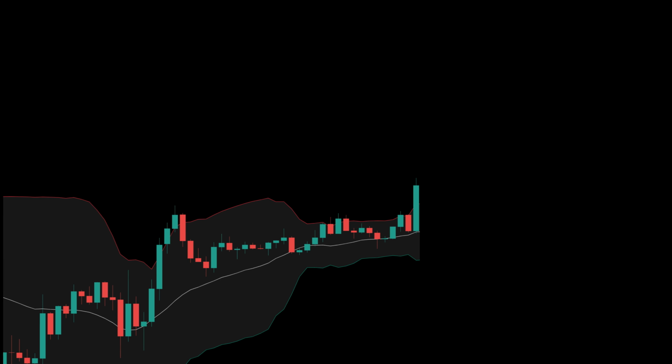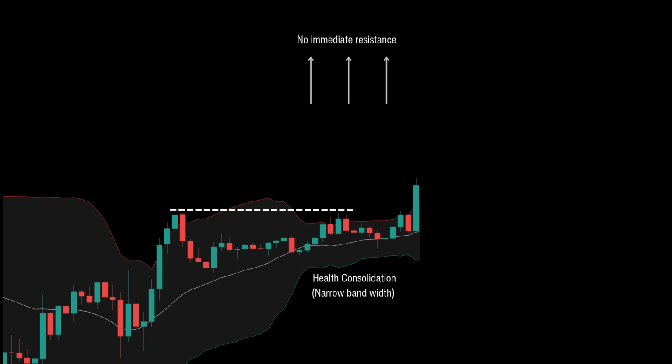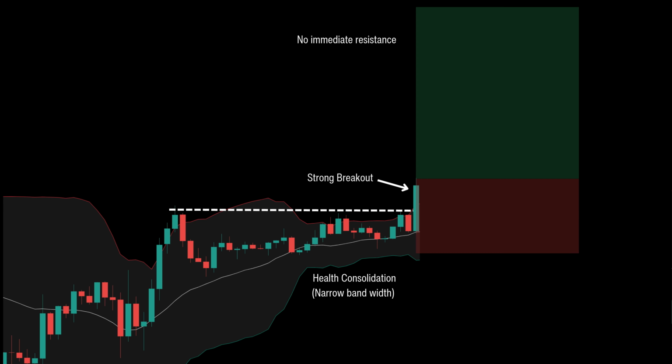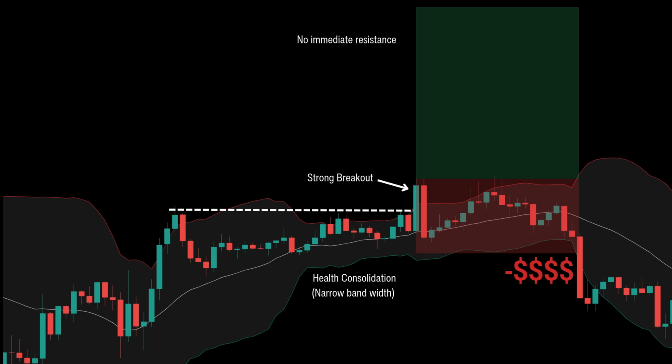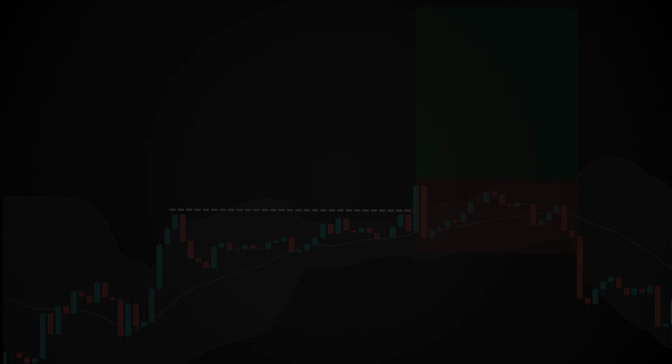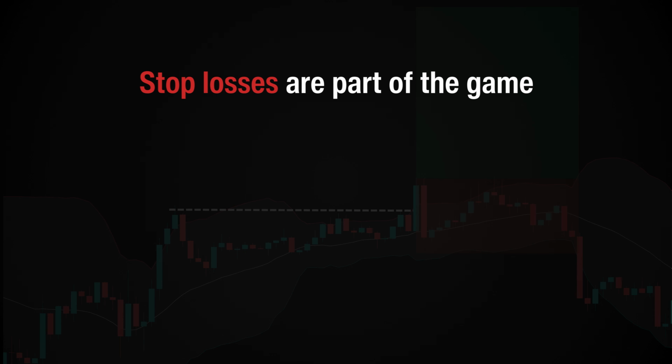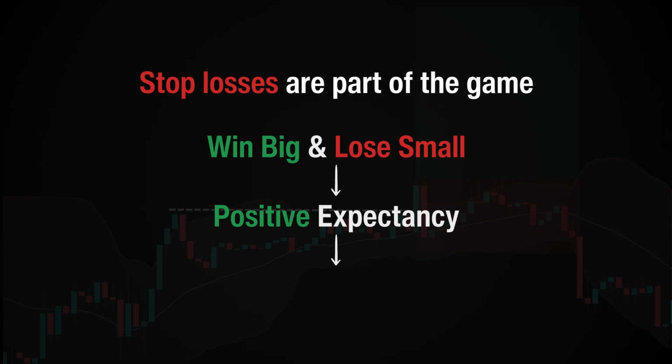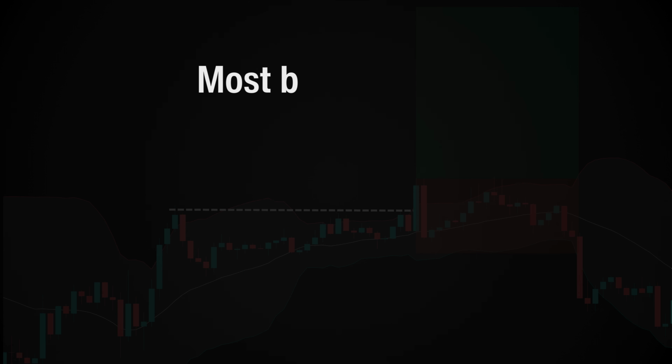In the next example, we enter the trade once our requirements are met. A healthy consolidation, no immediate resistance, and a strong breakout. But this time, unfortunately, we hit our stop loss. Do note that stop losses are part of the game. As long as we win big and lose small, we will have positive expectancy and we will profit in the long run. Here I would like to stress the fact that most breakouts fail.